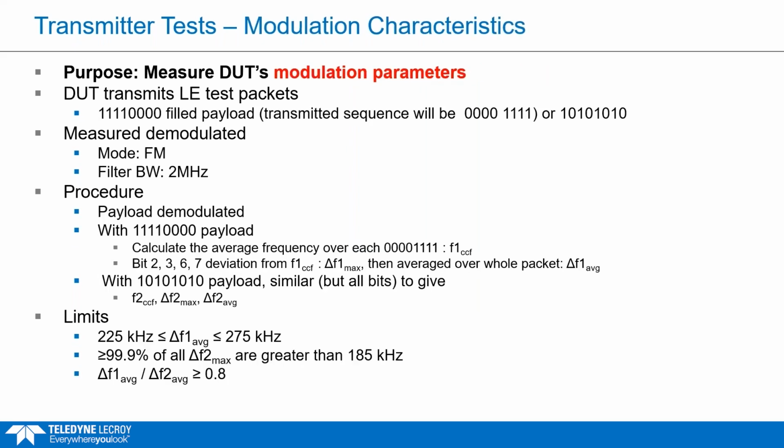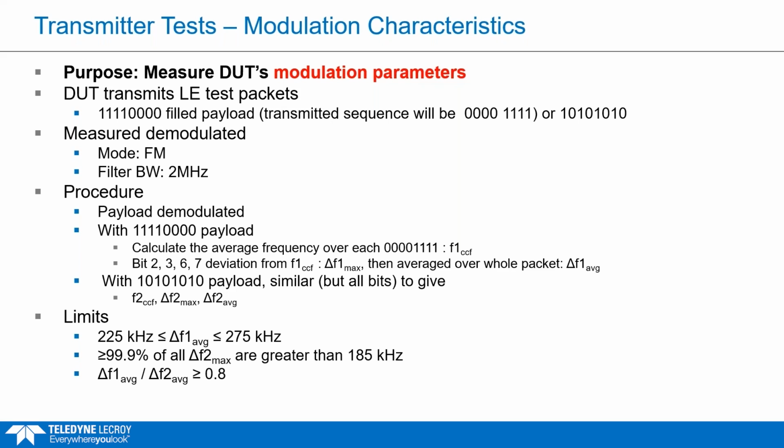Then the next test is a modulation of the carrier frequency. So this is how a product encodes the binary data. For this test, we use 2 different payloads: a 4140 payload, which is actually the transmit sequence reversed for these, and then the 1010 alternating payload. So we measure the modulation first of the 4140 payload, and we calculate the average power over that entire payload, and that becomes F1 CCF.